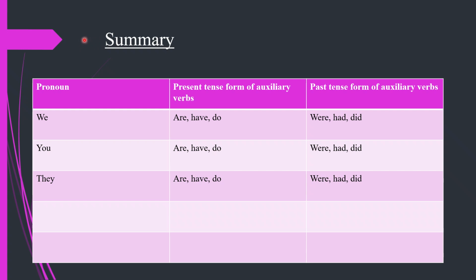So to sum up everything that we've covered today in our lesson, I have prepared a summary for you. I want you to closely look at the summary. The summary is bringing out very clearly the pronouns that we have covered today, then the auxiliary verbs that we have also covered today and how they relate in sentences, both in the present tense form and in the past tense form. So study the table very closely and know which pronoun works with which auxiliary verb in the present tense and in the past tense.